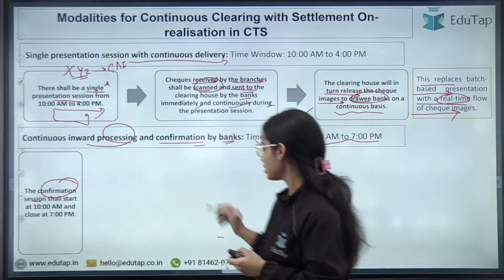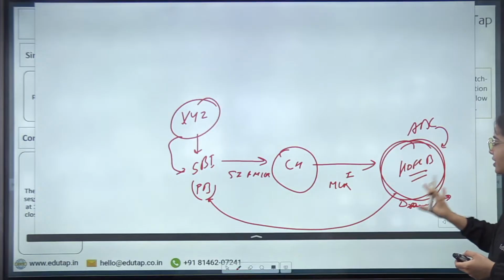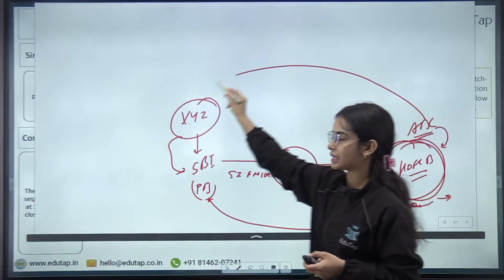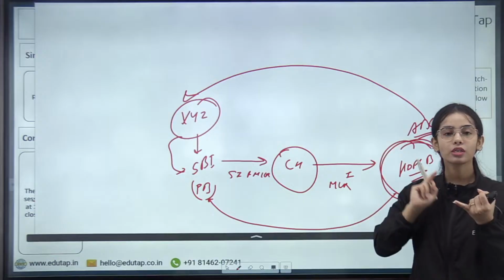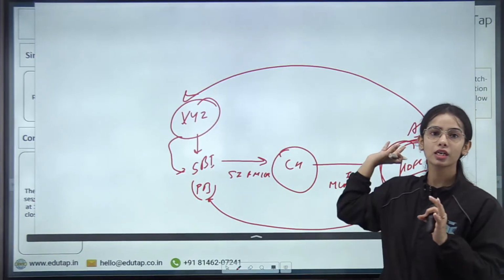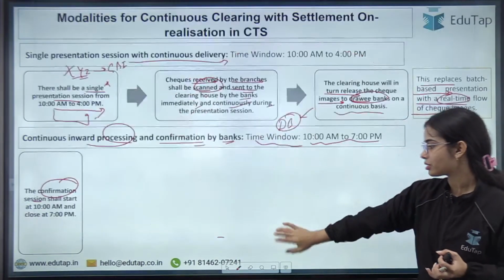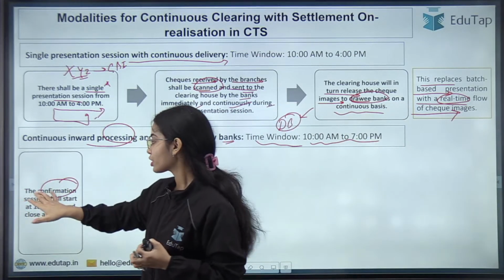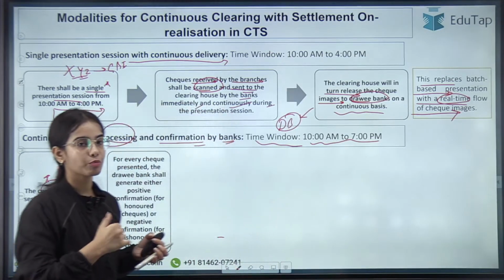The person ABC who has the bank account in the HDFC Bank, that is the drawee bank, has to give the money to XYZ. Does this person have enough money in the bank account or not? So the check is honored or dishonored. That means this person does not have money in the bank account, the person has not honored his deal, so the check will be dishonored. The confirmation session shall start at 10 AM and close at 7 PM for the drawee bank.